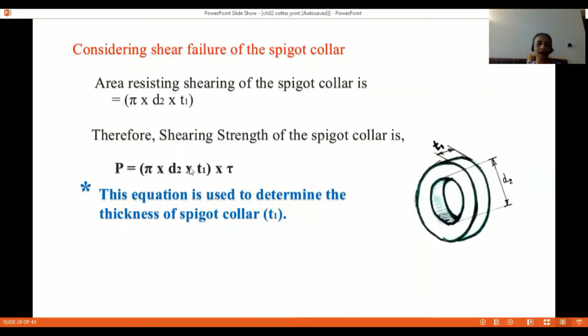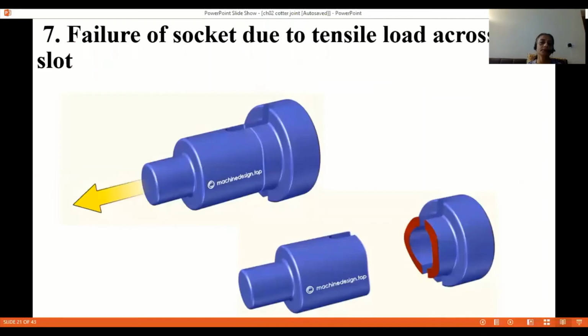Then we will see the equation of the shear strength of the spigot collar. So it is area into tau is the P. So P is equal to pi into d2 into t1 into tau. From this equation, we will find out the thickness of the spigot collar, which will not allow any shear failure of the spigot. So the minimum thickness required, that we will be able to calculate from this equation.